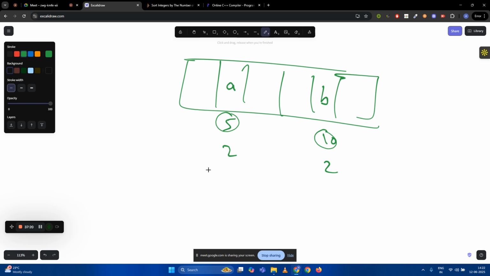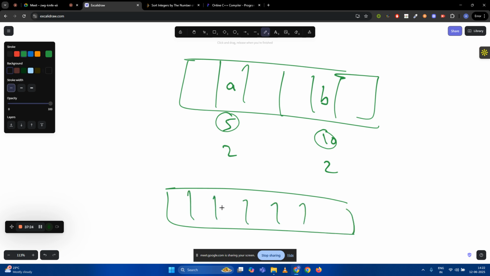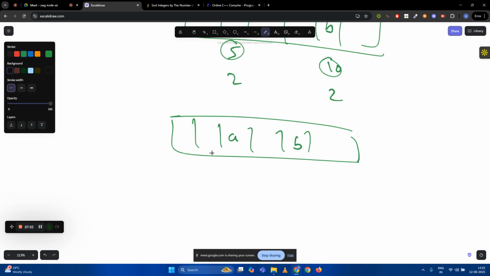Okay, let's take another case. Let's say a is 16, b is 3. What should we do? Should we swap? Yes or no? In a, the number of set bits is 1. In b, the number of set bits is 2.